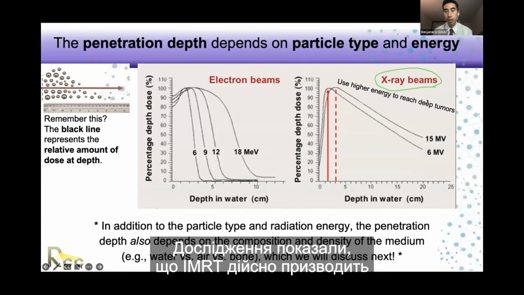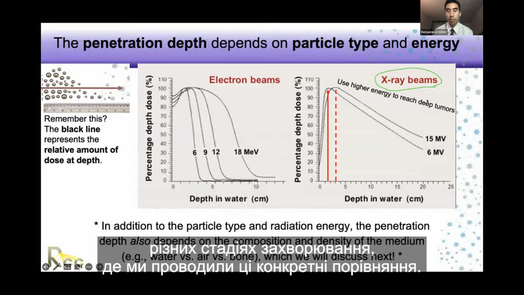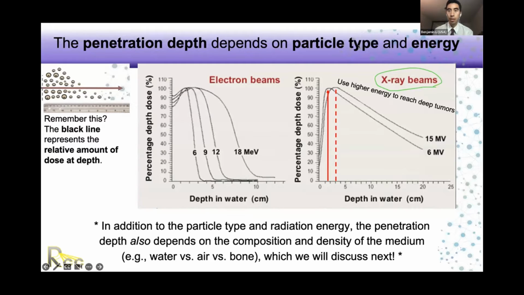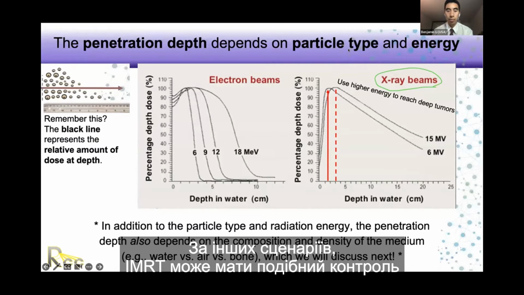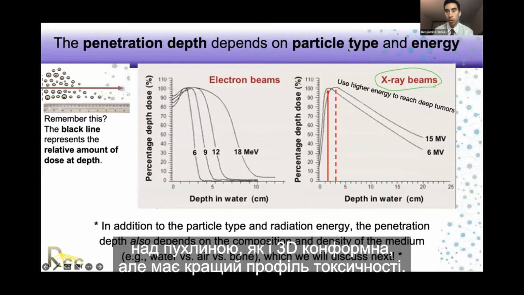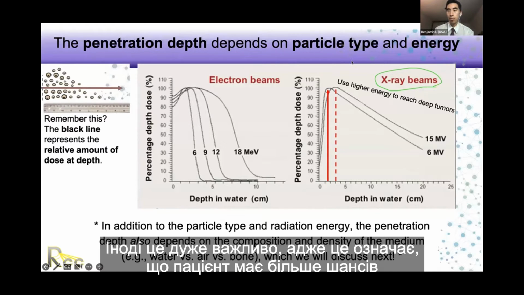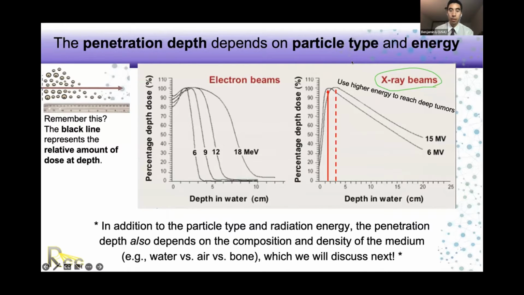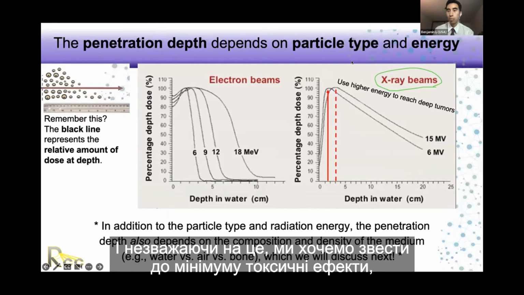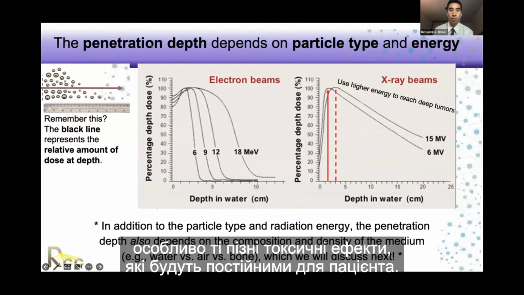Studies have shown that IMRT does lead to better tumor control across a few different disease sites where we've done the specific comparisons. In other scenarios, IMRT may have similar tumor control to 3D conformal, but it has a better toxicity profile. Sometimes that's important because it means the patient's more likely to get through treatment. And regardless, we want to minimize the toxicities, especially those late toxicities, which will be permanent for the patient.